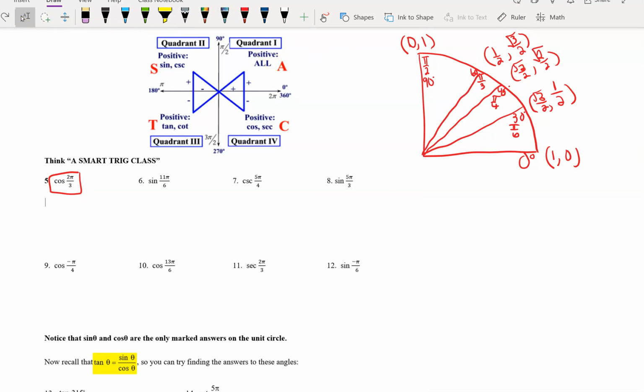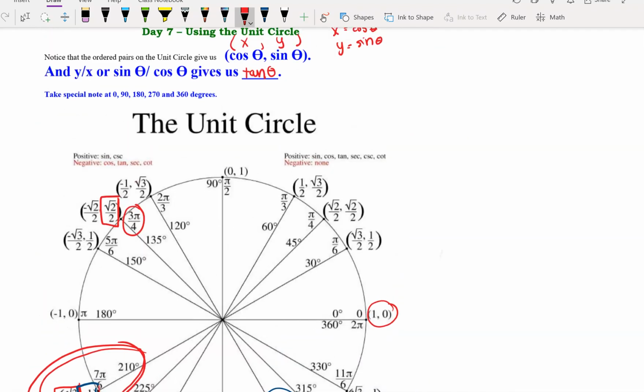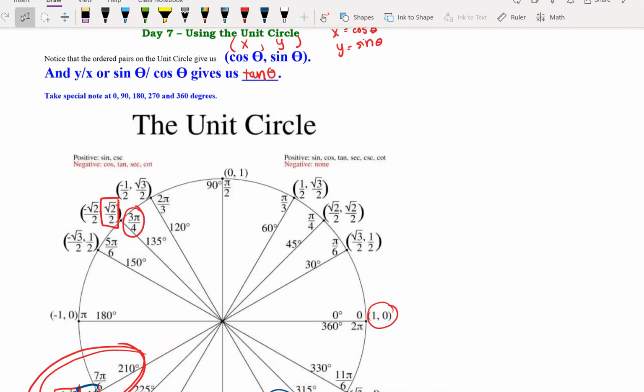So this answer is just going to be 1/2, but then we have to think about if it's going to be positive or negative. If it was in the first quadrant, it would be positive, but 2 pi over 3 isn't in the first quadrant, it's in quadrant 2. Since that's in quadrant 2, we look at a smart trig class. Sine is positive there, but cosine is not. So this will be negative in that quadrant. And we can double check that. We can go to our full unit circle and look at 2 pi over 3, and it is going to be -1/2 there.